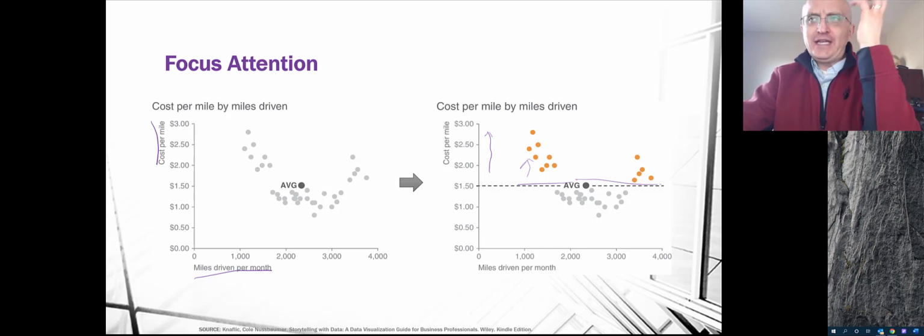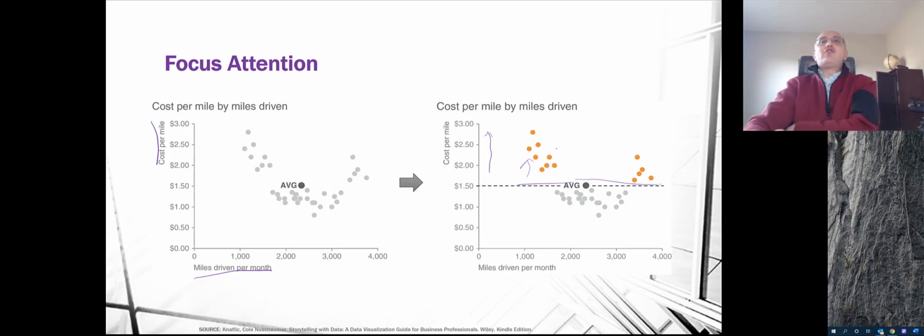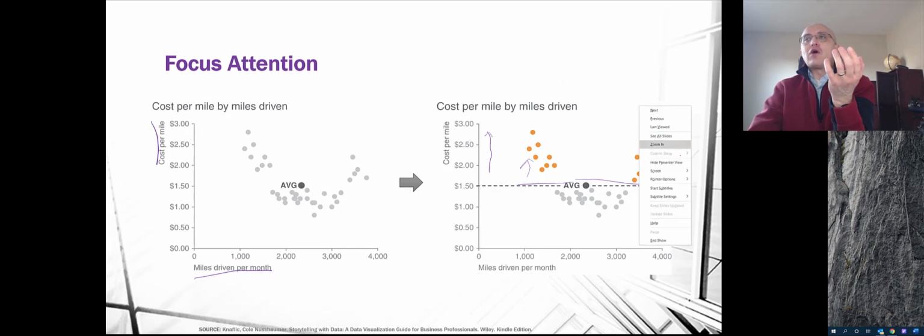So, and she did that by focusing the attention. So color is very useful in focusing attention. And there's bright, vibrant colors like orange, red. Then there's cool colors like blue. And orange tends to stand out more.